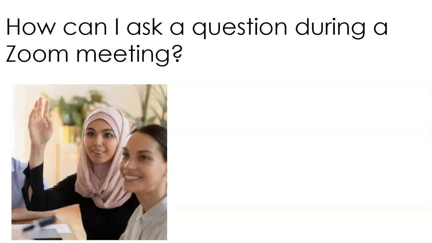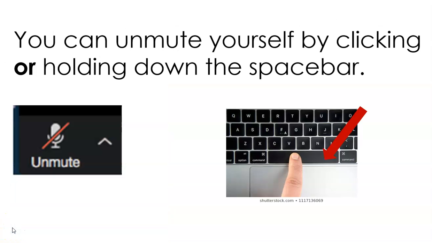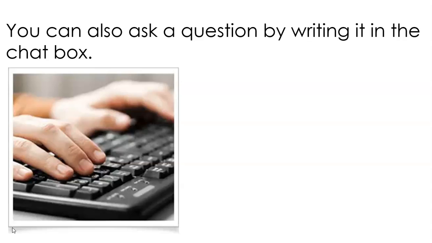So now let's talk about how to ask a question during a Zoom meeting. Zoom actually gives you 2 ways that you can unmute yourself to ask a question. You can click on the microphone using a mouse, or you can hold down the space bar on your keyboard if you are using a computer or a laptop. You can also ask a question by writing the question in the chat box.